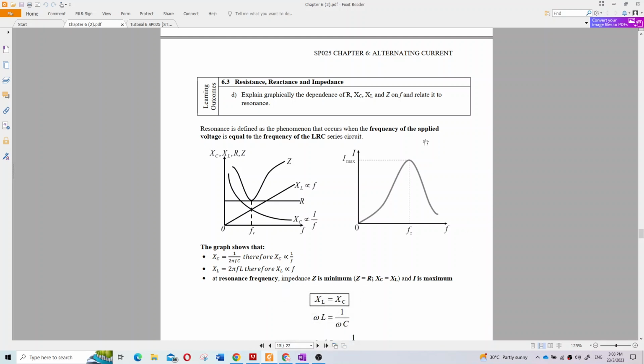Okay, you can see. So now we begin with 6.3 resistance, reactance, and impedance, but in part D. Explain graphically the dependence of resistance, capacitive reactance XC, inductive reactance XL, and impedance Z on frequency F.